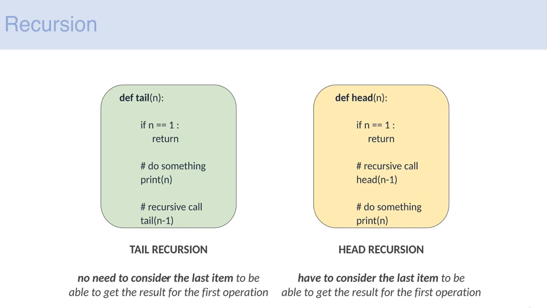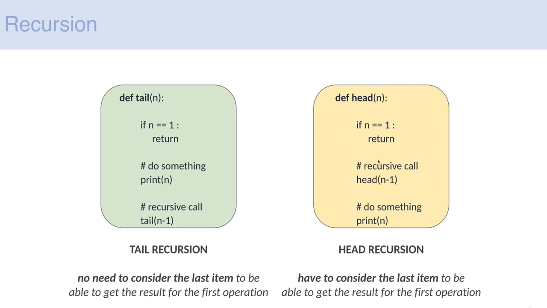There is no need to consider the last item to be able to get the result for the first operation, because the operation precedes the recursive function call. Tail recursion is very similar to an iteration. We execute the given operation and then we call the function recursively. Then we execute the given operation again and we call the function recursively until we hit the base case, and then it's over.